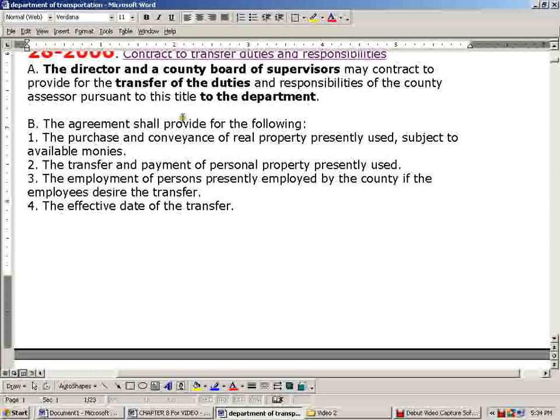So I don't know how many of those, right? The agreement shall provide for the following: the purchase and conveyance of real property presently used, the transfer and payment of personal property presently used. So, yeah, that's what the assessor does. He puts values on real and personal property. I don't know. This is saying that the Department of Transportation has taken over all of the duties of the county assessor.